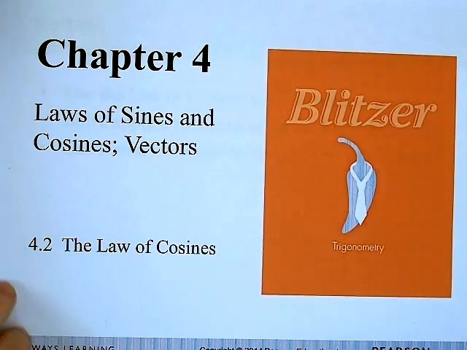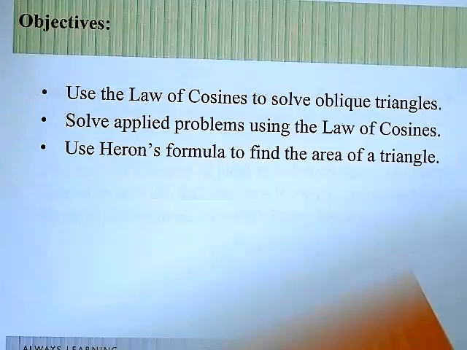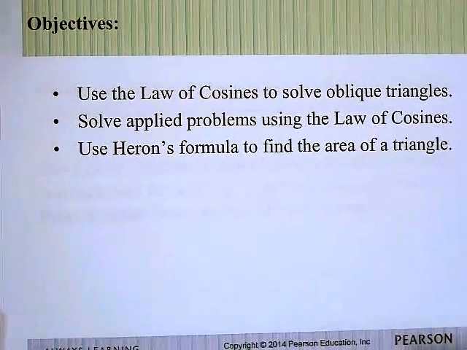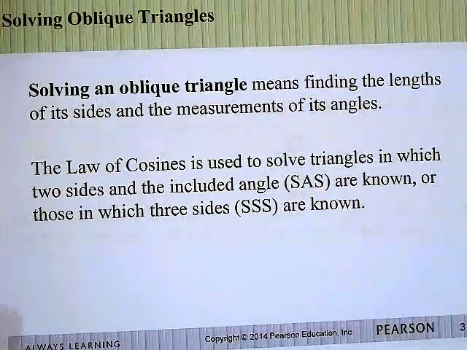Okay, Chapter 4, Section 2, the law of cosines. We're going to use the law of cosines to solve oblique triangles. The law of cosines is a little more complicated than the law of sines, but it's a nice formula that you can use. An oblique triangle is a triangle that doesn't have a right angle.